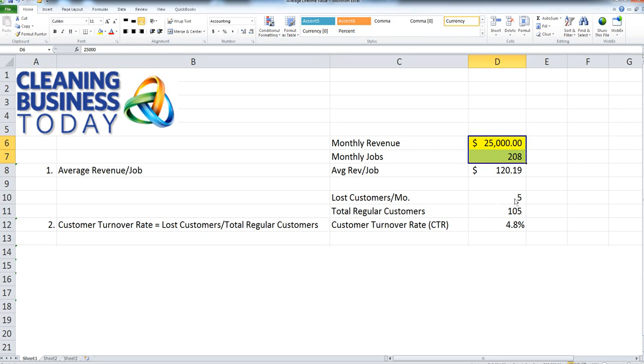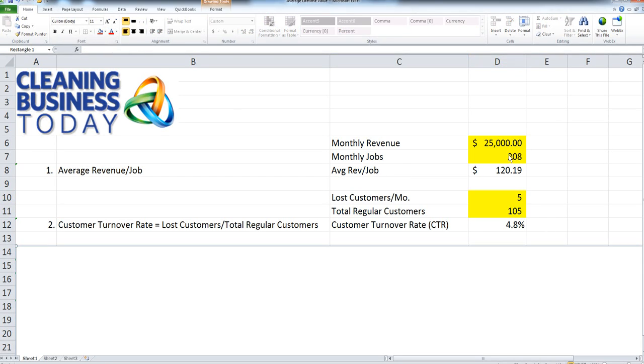I'm going to highlight 4 numbers here that we want to be tracking, because if I know these 4 numbers within my business, I can do all the other calculations I'm going to be showing you for the rest of this demonstration. We should know our monthly revenue. Hopefully we have an accounting package that would give us that, or some type of scheduling software. Likewise, scheduling software would give us our number of jobs. Lost customers, you might even want to track that on a whiteboard or just a notepad if your software doesn't do it. And you should have some way of knowing what your regular customers are. So if you have those, you can do these 2 calculations.